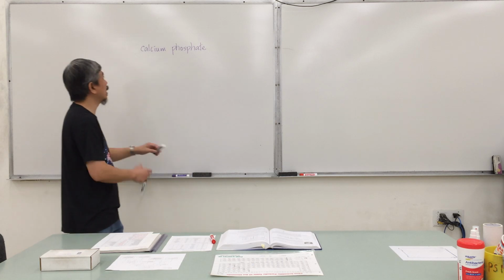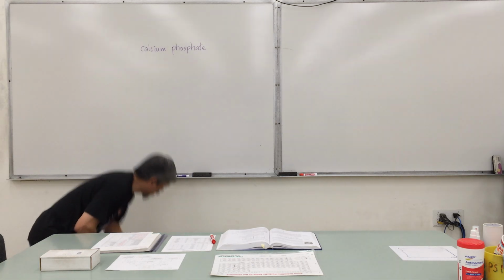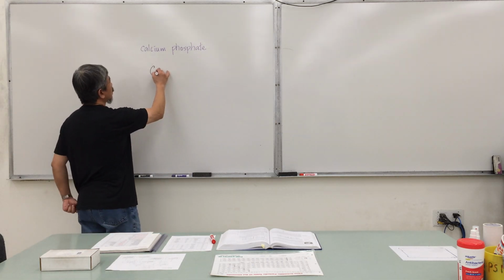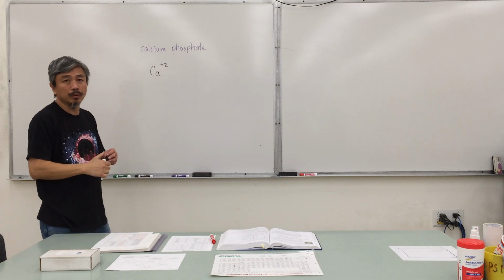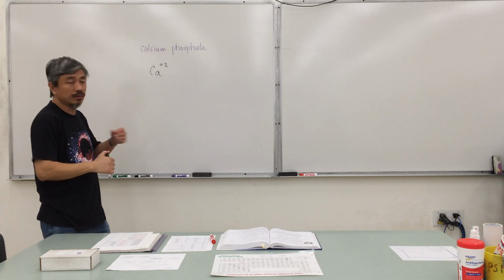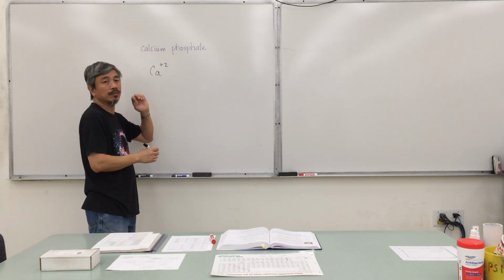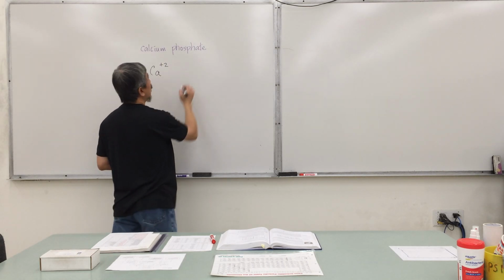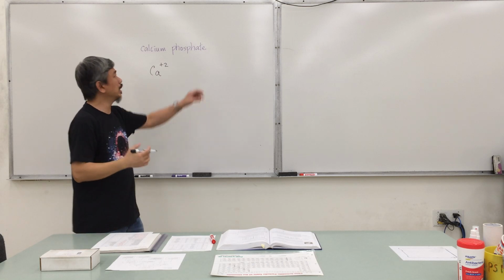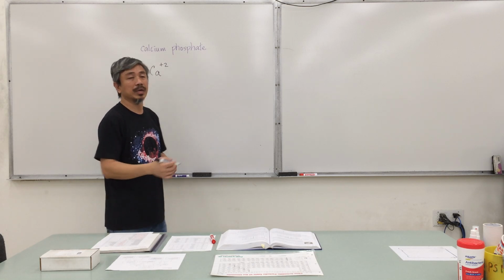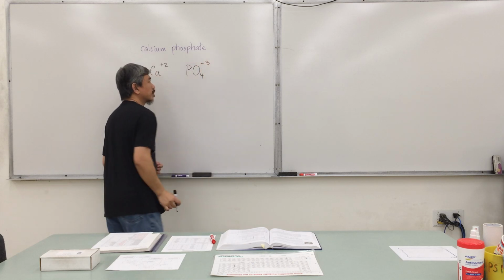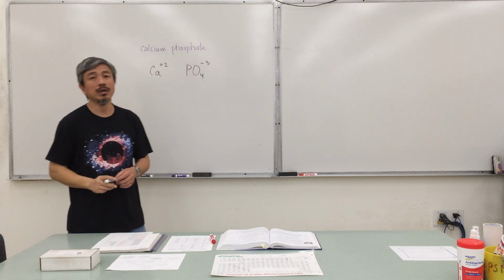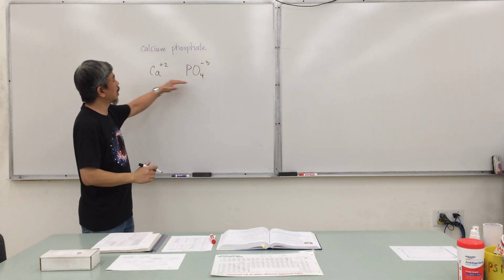So the first step is to write down the charge for each part. Calcium is going to be a +2. Again, if you're not sure, check the periodic table, look at where it is located, and that should give you a clue as to what charge it will form. Then the phosphate, in this case, is a polyatomic ion. So look for the polyatomic formula. That's going to be a -3 right there. So PO4 -3.